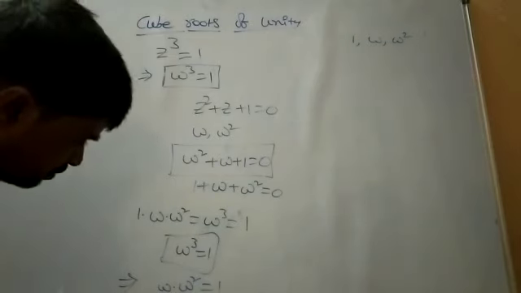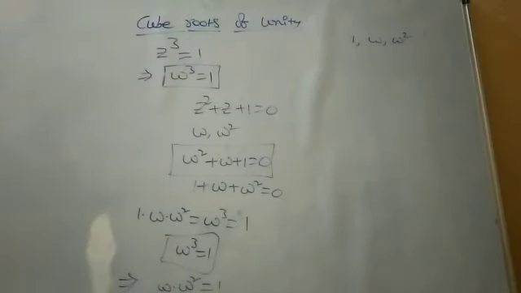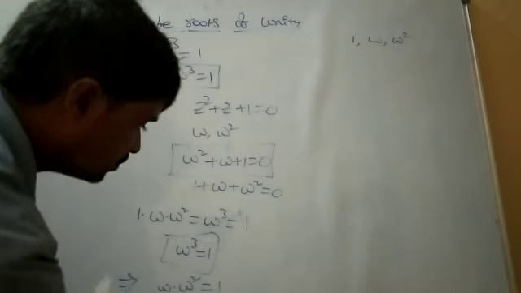From this, one more property we will say. Omega cube means omega into omega square is equal to 1. Now we can write omega is equal to 1 by omega square. Next, in the same way, omega square is equal to what? 1 by omega. They are reciprocal to each other.